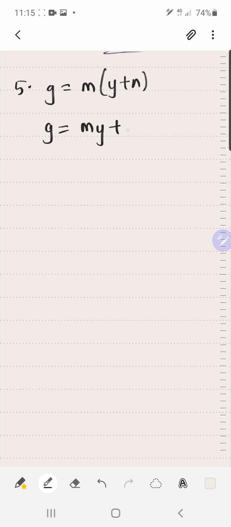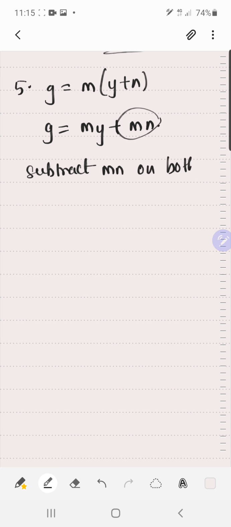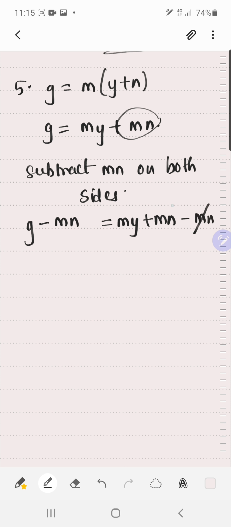Problem number 5. g is equal to m bracket y plus n. Here also, first you have to open the bracket and make y the subject. So mn you have to eliminate from here, so you will subtract mn on both sides. So it will be g minus mn here, and on the right hand side also minus mn. So plus mn minus mn is eliminated. So it is g minus mn is equal to my.